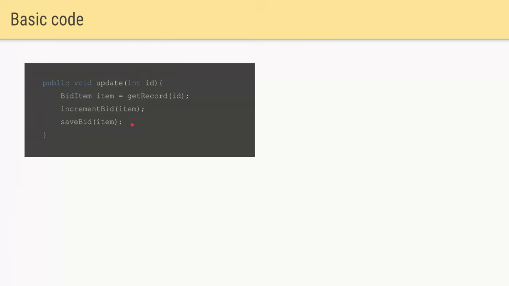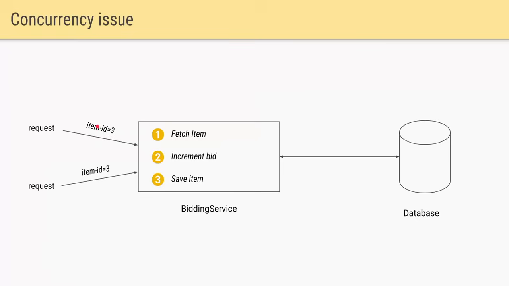So the code to represent this is also very simple. Same three things: get the record, increment the bid, and save the bid back into the database. But if there are multiple requests which want to increment the bid on the same ID or on the same item, so let's say in this case we have the item ID passed in both these cases as 3, this will cause a concurrency issue because there are multiple steps involved and we want one request to complete all these 3 operations and only then allow the second request to perform the same operations. If they do it together, it's going to be a concurrency issue.